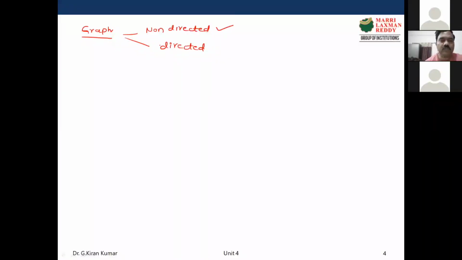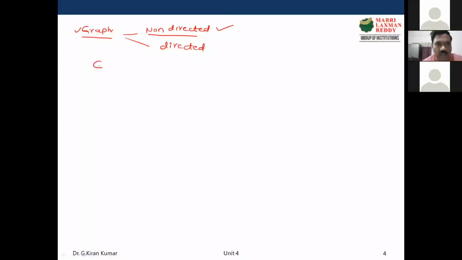Normally when we say graph, we are talking about a non-directed graph only, unless I explicitly say directed graph. If I simply use the word graph, I am talking about a non-directed graph. Okay. So let me explain quickly what this graph or non-directed graph is.